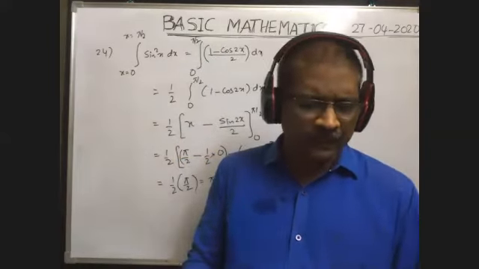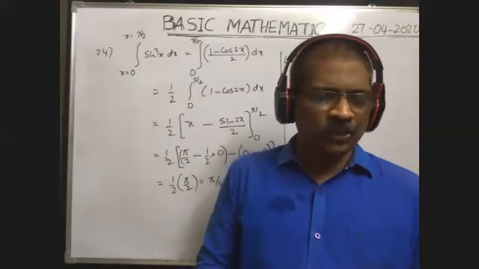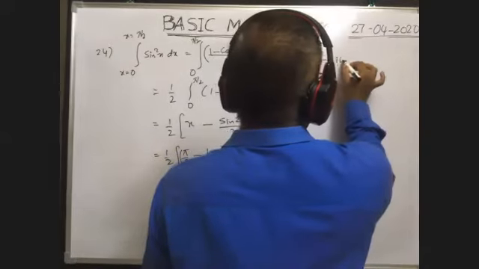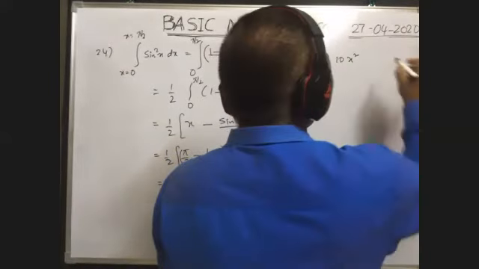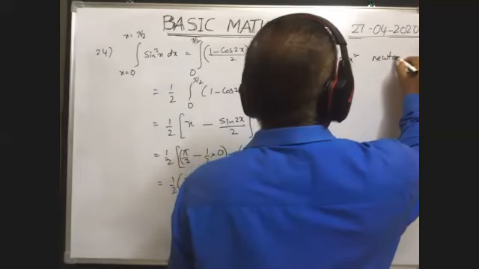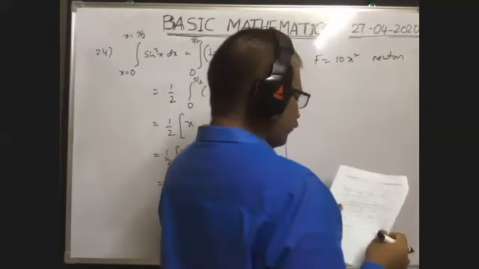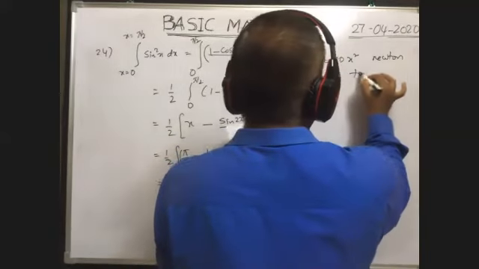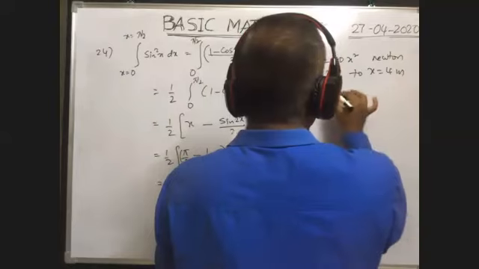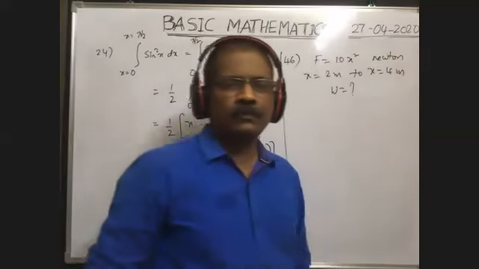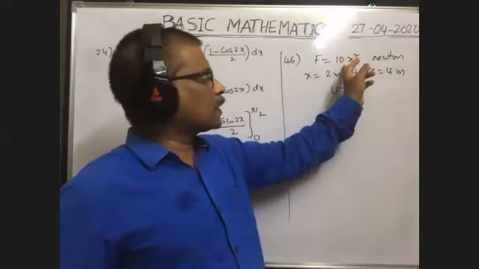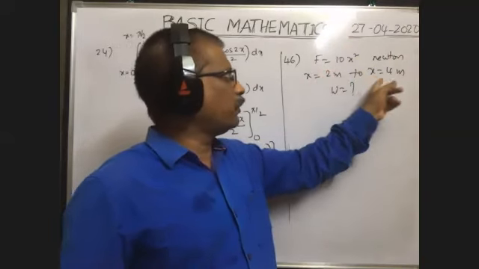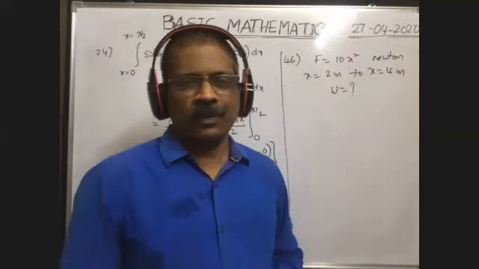But here we are given that force F is related to the position of a particle by the relation F is equal to 10x square Newton. The work done by the force when a particle moves from x is equal to 2 meter to x is equal to 4 meter. What is the work done? They asked. Here, a force 10x square Newton acts on a body, displacing the body from 2 meter to 4 meter along the direction of the applied force. Then what is the work done?